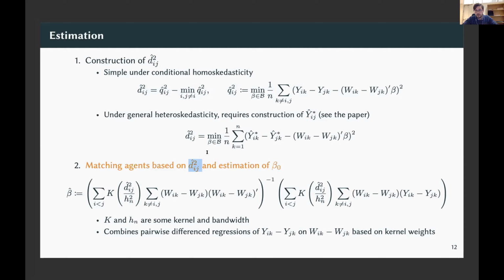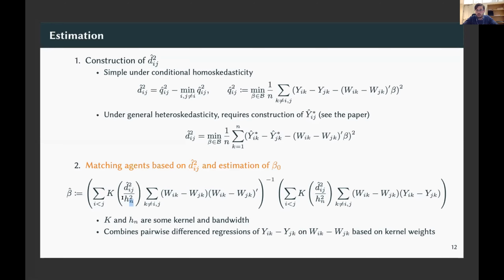And yet in a network of a growing size, you can find some pairs of agents which are going to be increasingly similar to each other in terms of their size. And as a result, this bias introduced by imperfect matching is going to vanish. Specifically, I consider the following pairwise difference estimator, which essentially combines all of these pairwise difference regressions with different kernel weights, in which this bandwidth essentially controls how close these agents i and j could be to each other in terms of those pseudo distances.